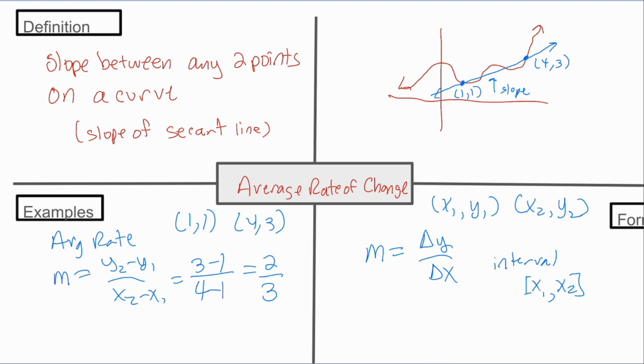So average rate of change is just the slope, but it is the slope between any 2 points connected on a curve, the line that is created. That's the slope you're looking for.